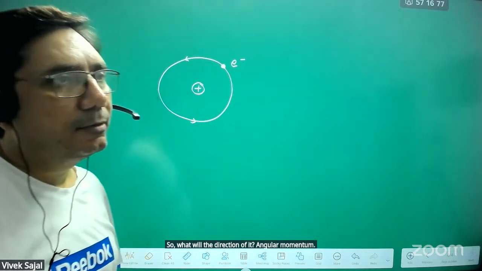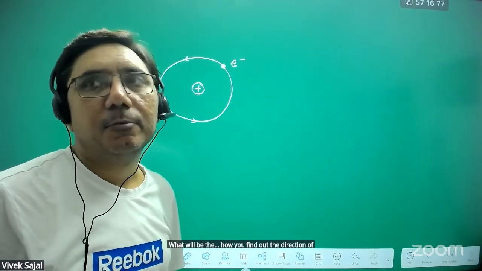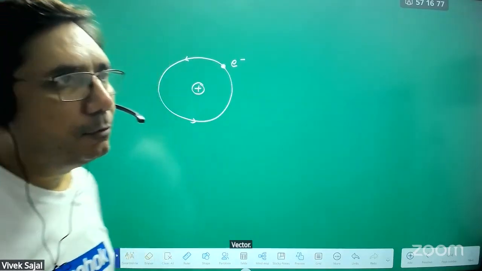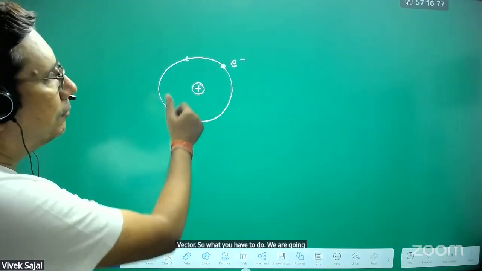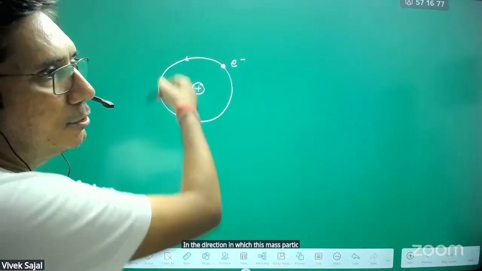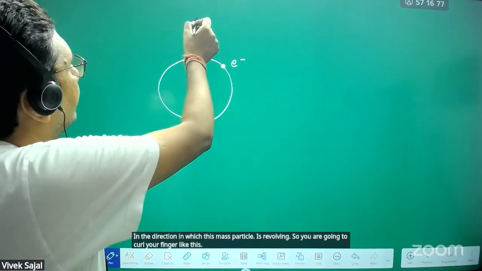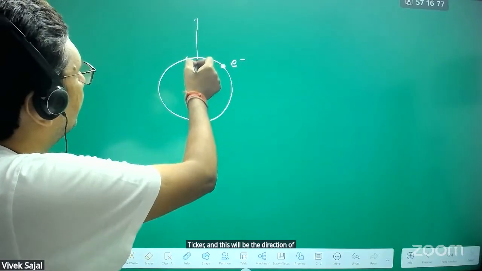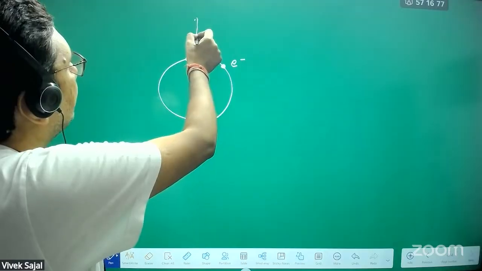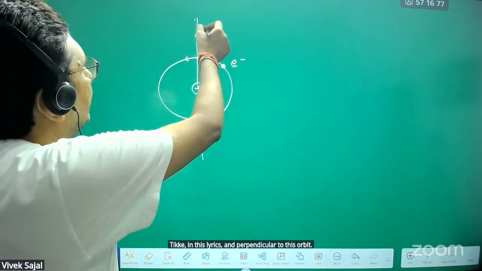Okay, tell me, how do you find out the direction of angular momentum? Angular momentum is an axial vector. So you curl your fingers in the direction in which this mass particle is revolving, like this. And this will be the direction of angular momentum, perpendicular to this orbit. That will be the L vector.